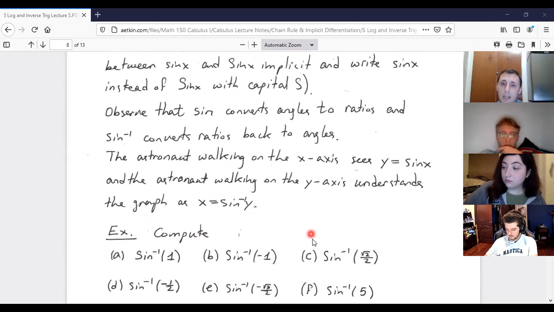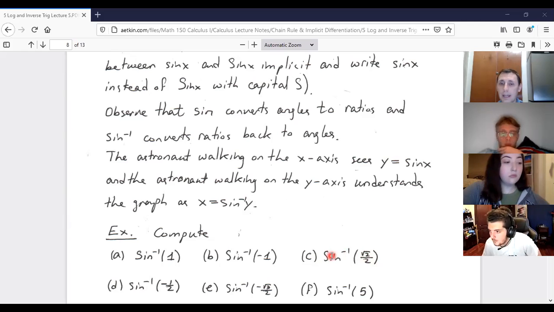You understand? Now, what's sine inverse of root 2 over 2? Help me with that one. In other words, that is asking what angle in between minus pi over 2 and pi over 2 produces root 2 over 2.